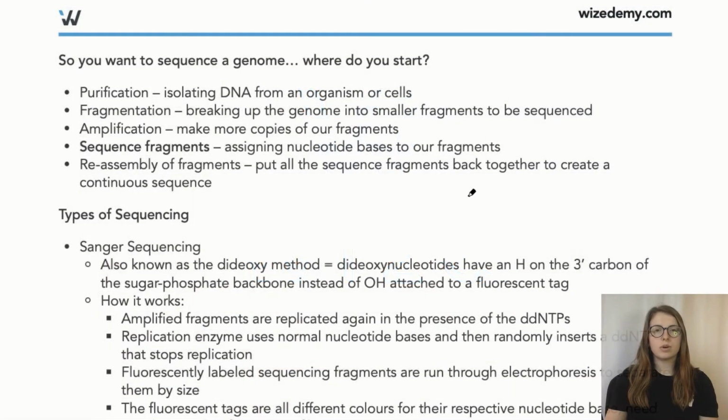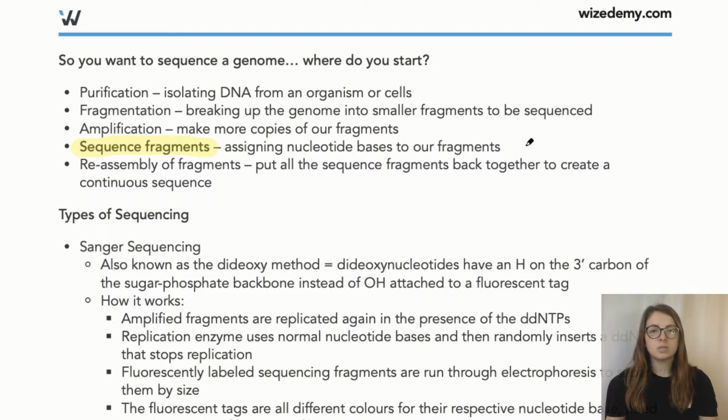So we are still in the process of trying to sequence a genome. We have purified our DNA from our cells or organism of interest. We have fragmented that DNA into more usable fragments, and we have now amplified those fragments using polymerase chain reaction. Now we need to actually sequence these fragments by assigning nucleotide bases to the fragments themselves.